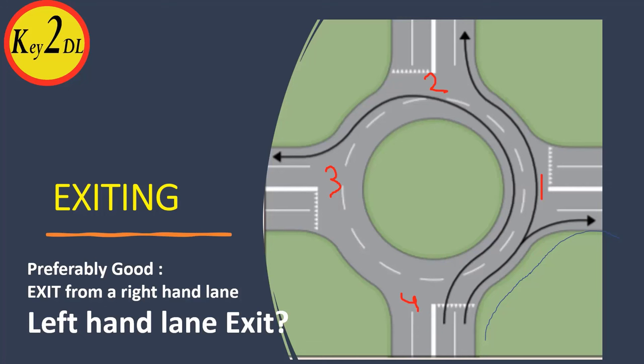Suppose my car is coming from near the four, the right side of the black mark. That is my car, for example. Then I'm exiting first, second, third. How do I come to the fourth here, where you marked fourth?